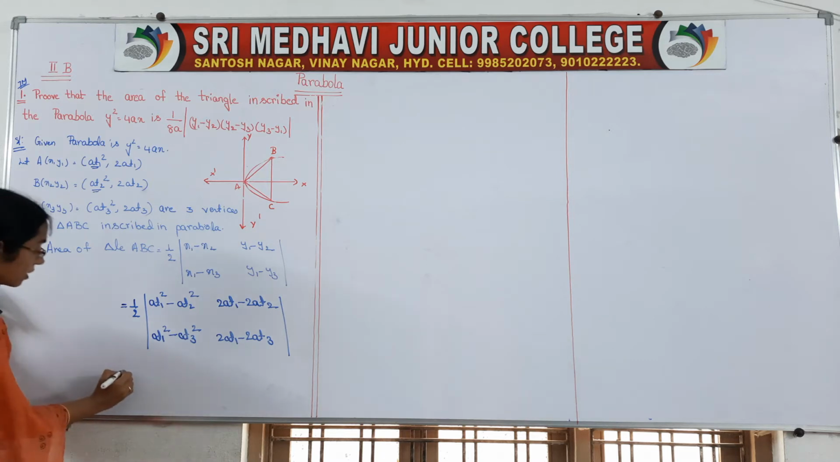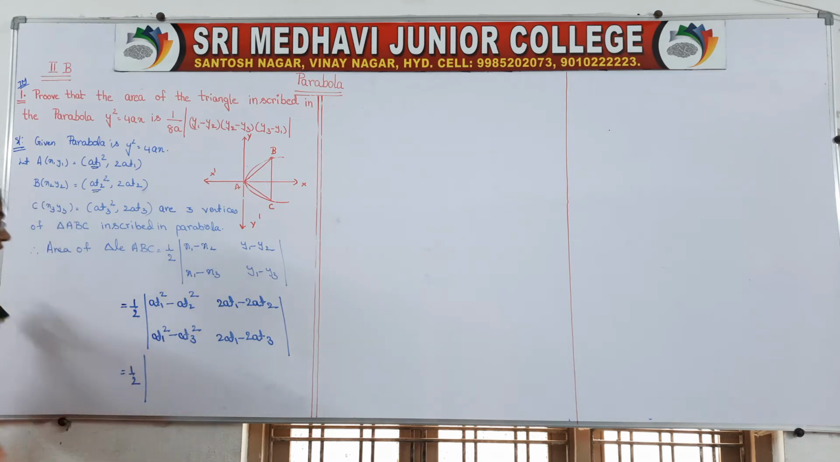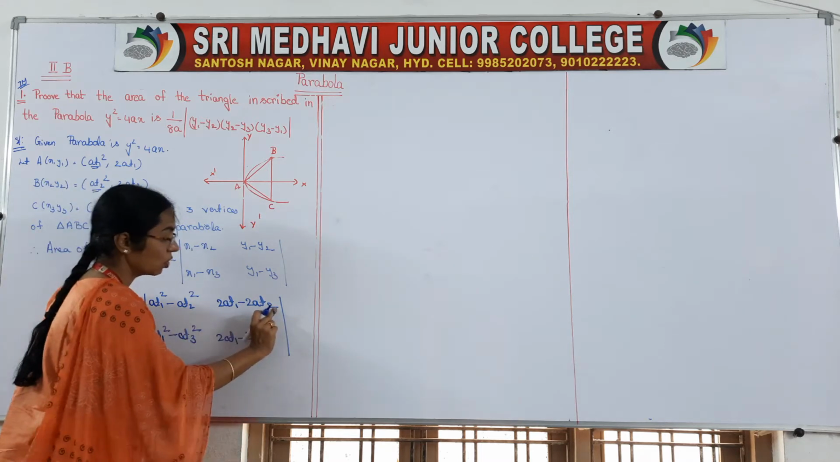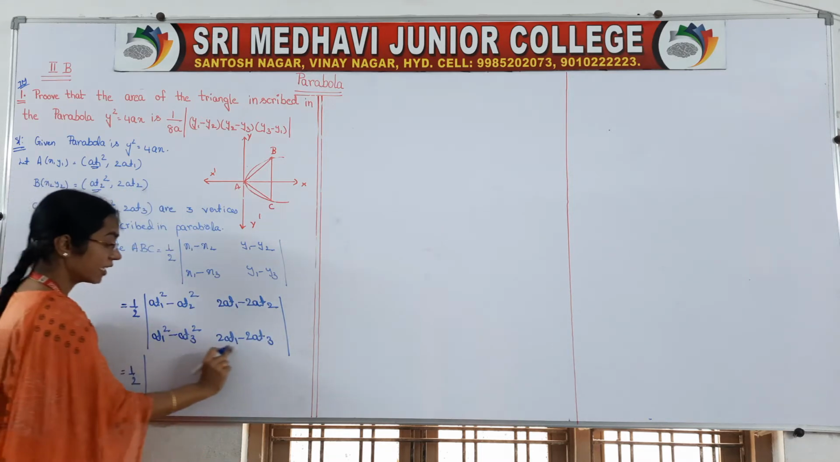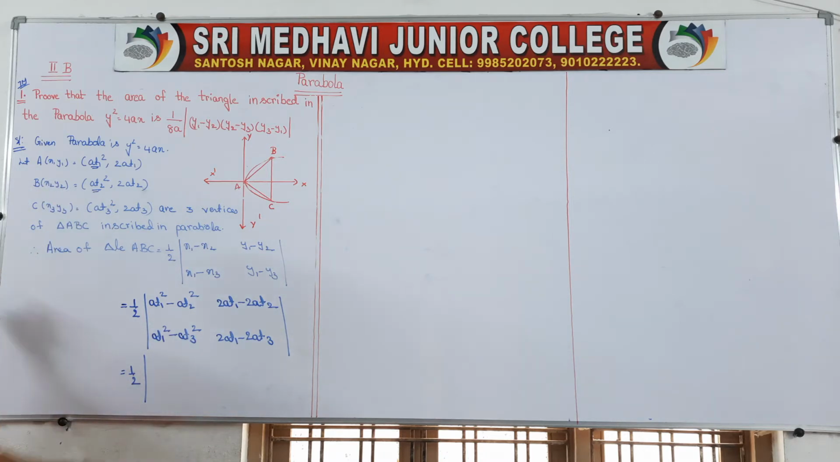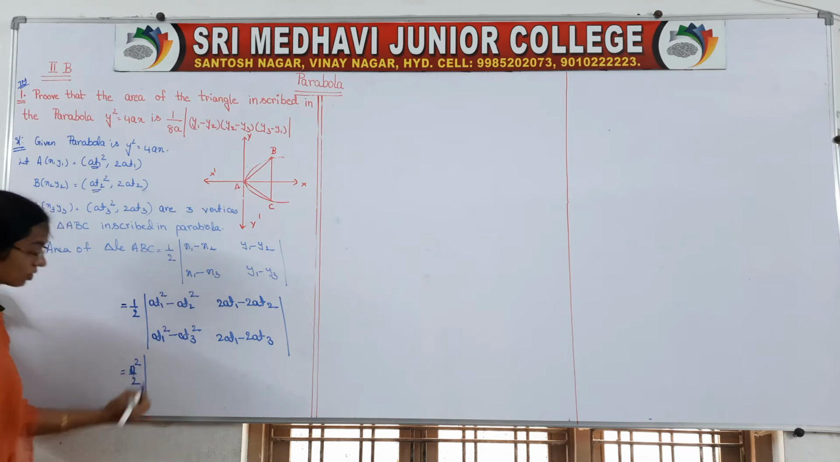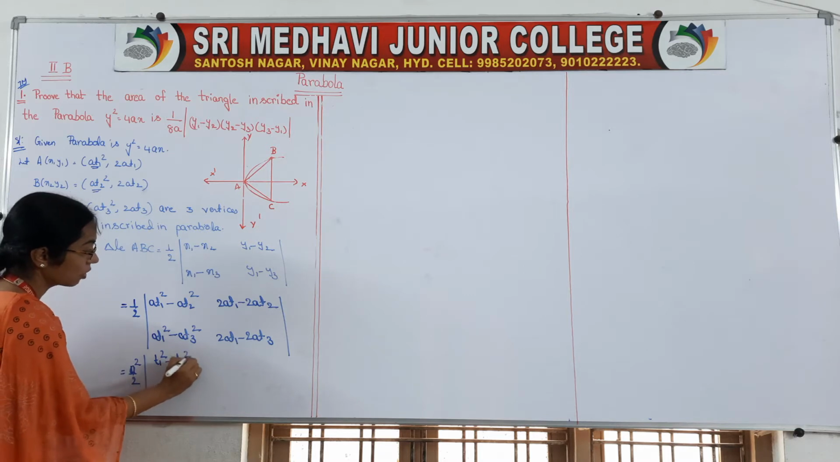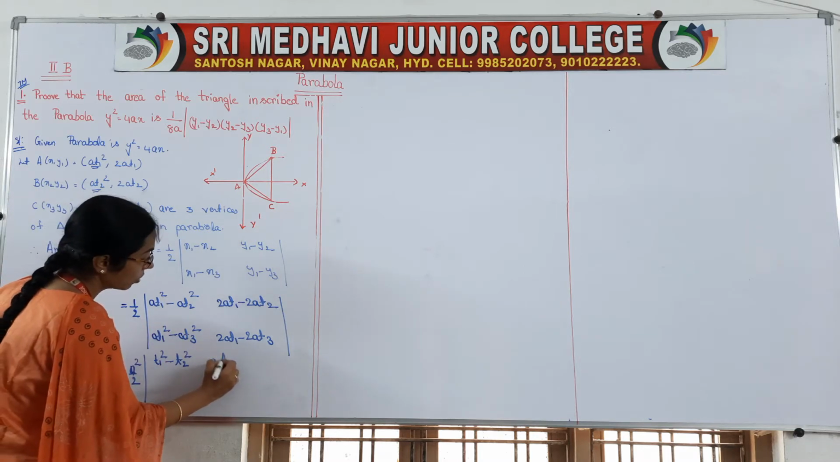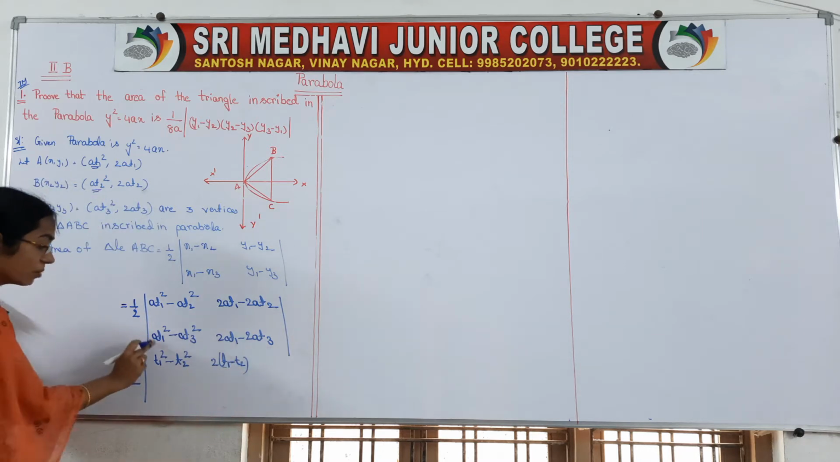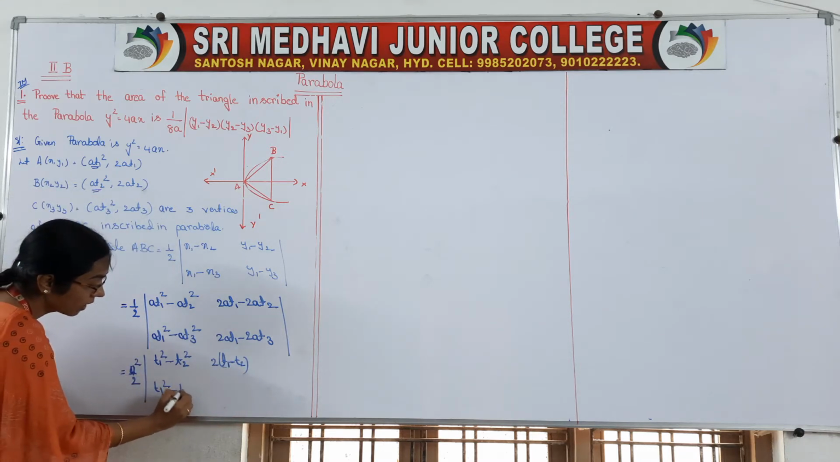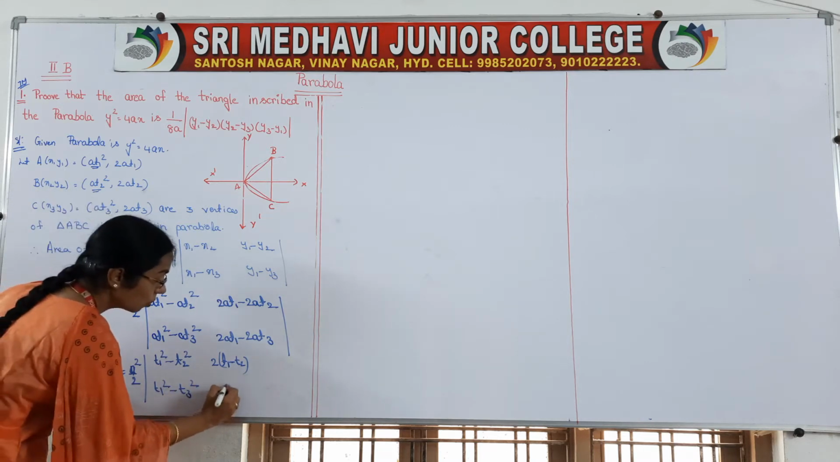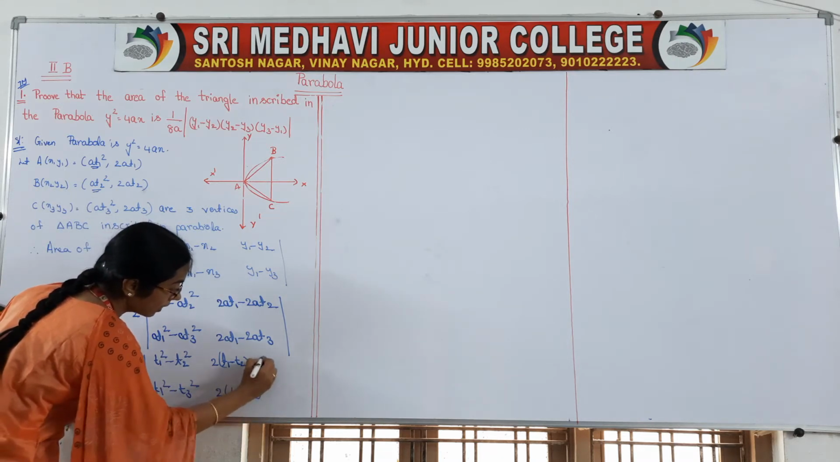Okay, so from this we can take 1 by 2 of this. From the first row we can take a common, and from the second row we can take one more a common. So a into a, from the first row 1a, from the second row another a, into a square by 2 into, it is t1 square minus t2 square, next 2 into t1 minus t2. Similarly here t1 square minus t3 square, into 2 into t1 minus t3.